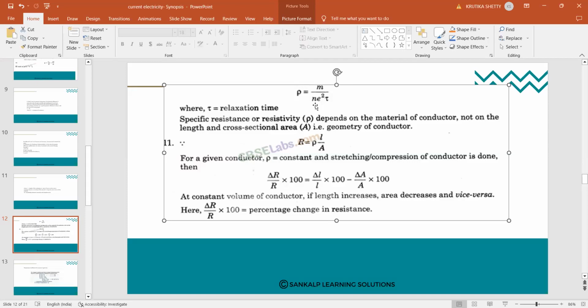Next. Here one expression they have given. That is the percentage change in the resistance. Note down the formula. That is, delta R by R into 100 is equal to delta L by L into 100 minus delta A by A into 100. In first year you have studied errors. While learning combination of errors, we have learned this.